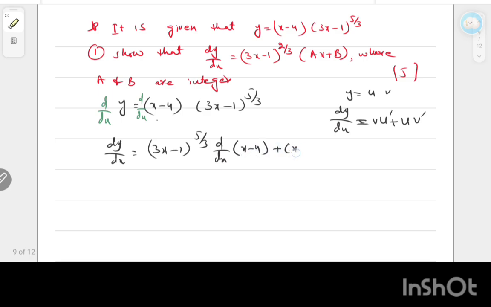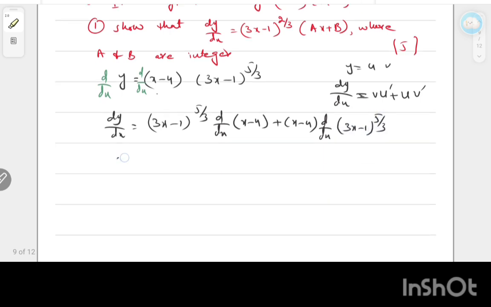Plus (x minus 4) times the derivative of (3x minus 1) power 5 by 3. Now further we have to solve. For x minus 4, its derivative is 1 and the derivative of the constant will be 0, plus (x minus 4), and here this 5 by 3 will be at the start.